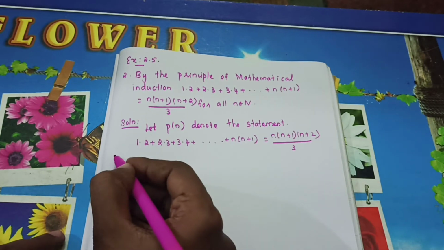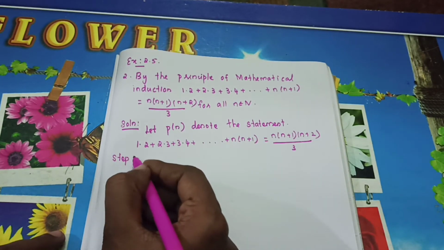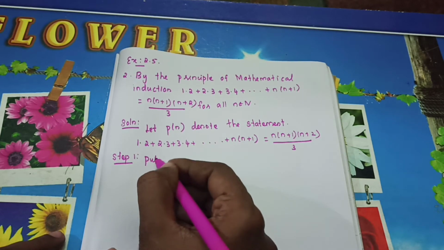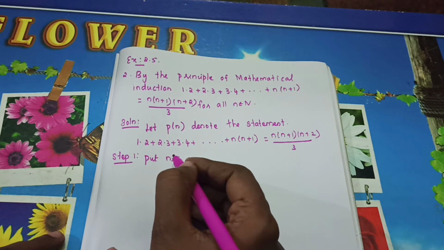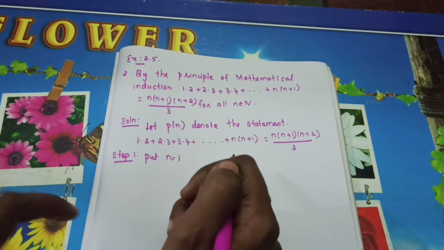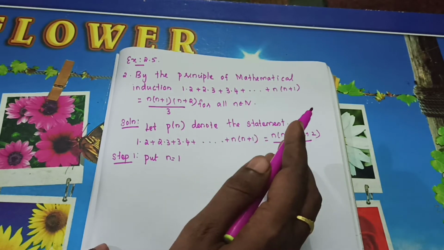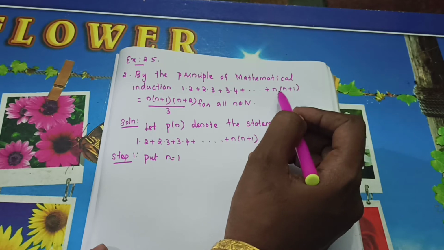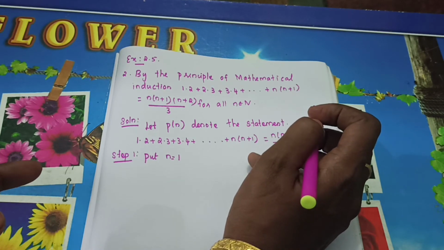Okay, so what's step 1? N equal to 1, right? So put n equal to 1. Here LHS and RHS are there, so we need to put n equal to 1 for LHS and RHS. In the LHS, n into n plus 1, n means 1, so 1 into 1 plus 1. So what value will you get? The same value you need to get on the other side.